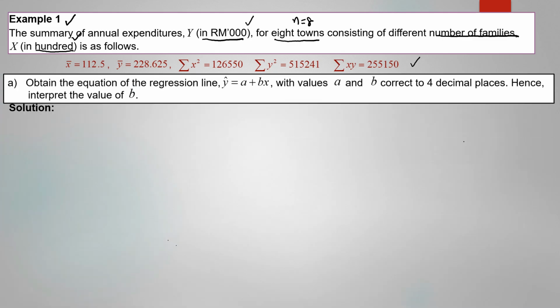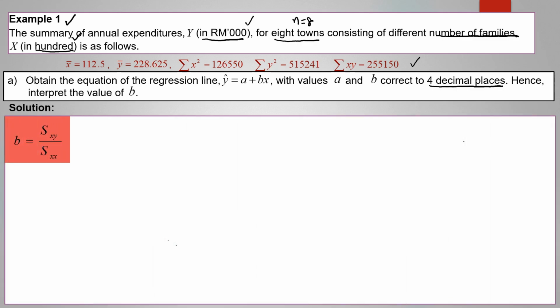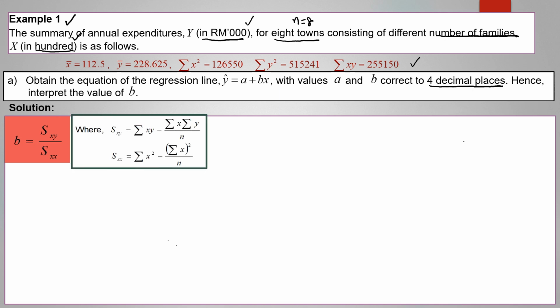So the question is, you need to obtain the equation of the regression line represented by y hat equals a plus bx, with values a and b correct to 4 decimal places. Hence, you need to interpret the value of b. First of all, let's recall the formula in order to find b. So this is the formula: Sxy divided by Sxx. How to find Sxy and Sxx? These are the formulas involved in finding Sxy and Sxx.